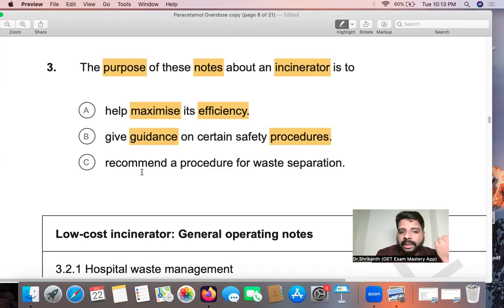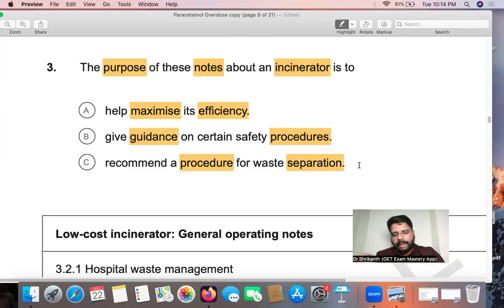And answer option C, recommend a procedure for waste separation. So here, what is the keyword over here? A procedure. A means what? Just one. So here the purpose of these notes is to give one particular procedure for separating the waste.